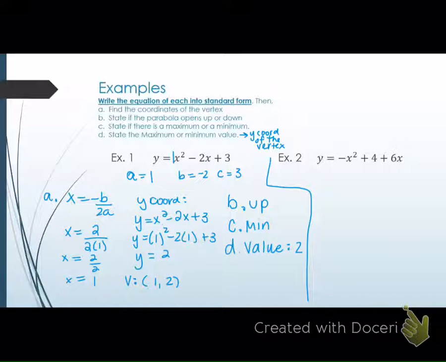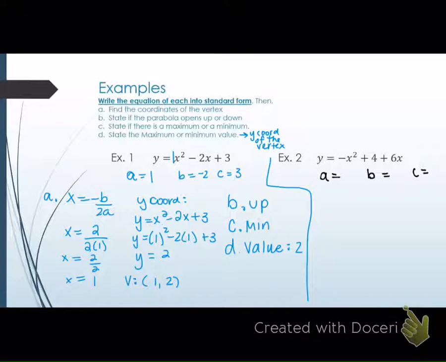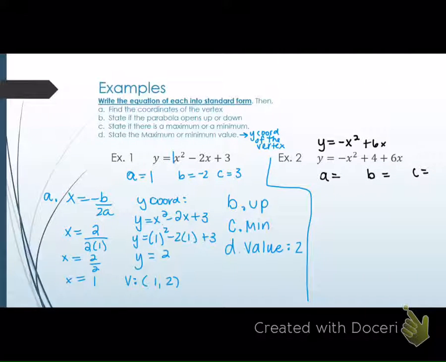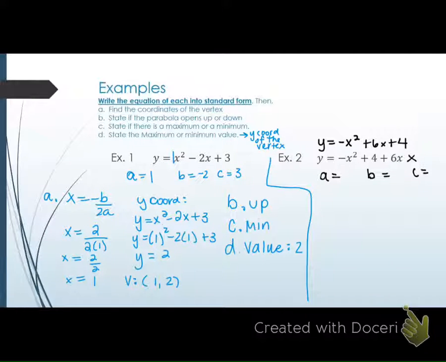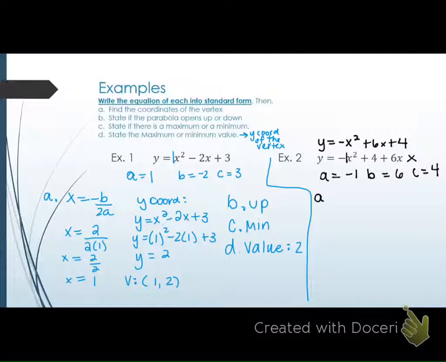All right, Josh, what are my A, B, and C values here? First of all, is this even in standard form, Josh? No, put it in standard form, please. Negative x squared plus 6x plus 4. You need to make sure it is in standard form first. Now tell me A, B, and C, Josh. Negative 1, and then 6, and then 4. Okay, the first part says to find the vertex.